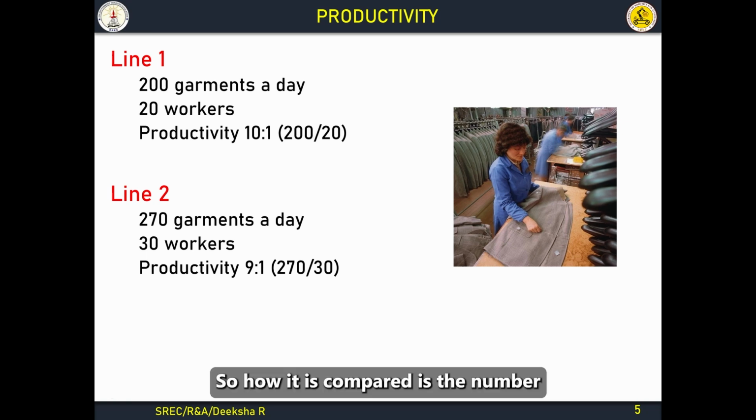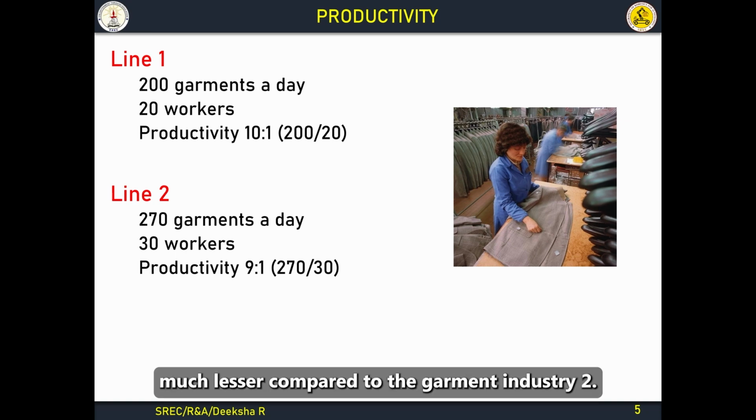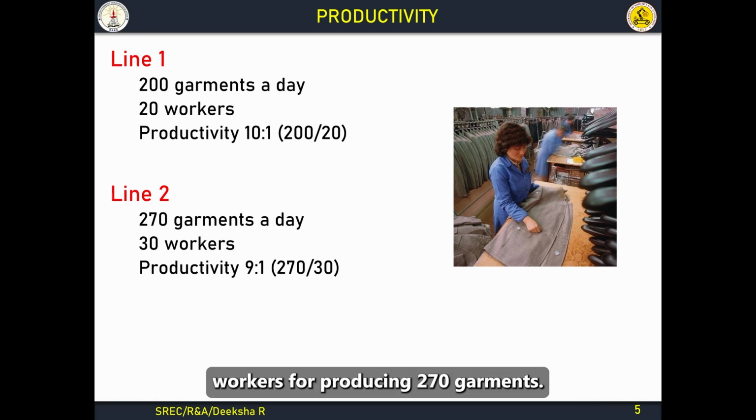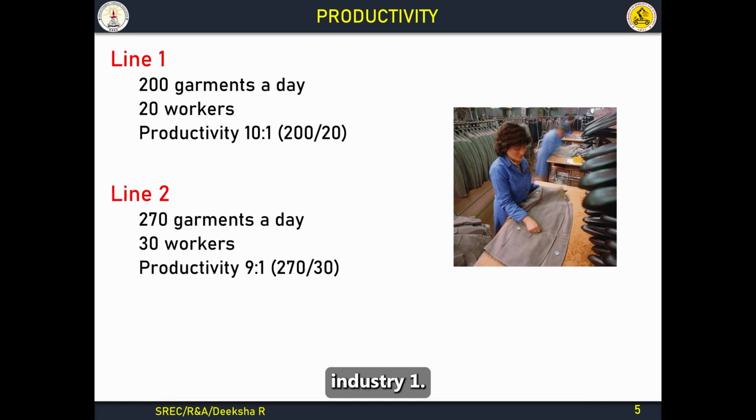How it is compared is, the number of inputs used in garment industry 1 is much lesser compared to garment industry 2. It uses only 20 workers for producing 200 garments, whereas garment industry 2 uses 30 workers for producing 270 garments. So here a single member develops 10 products, and in garment industry 2 a single member develops only 9 products. Comparatively, the time and the cost of making the product are lesser in garment industry 1.